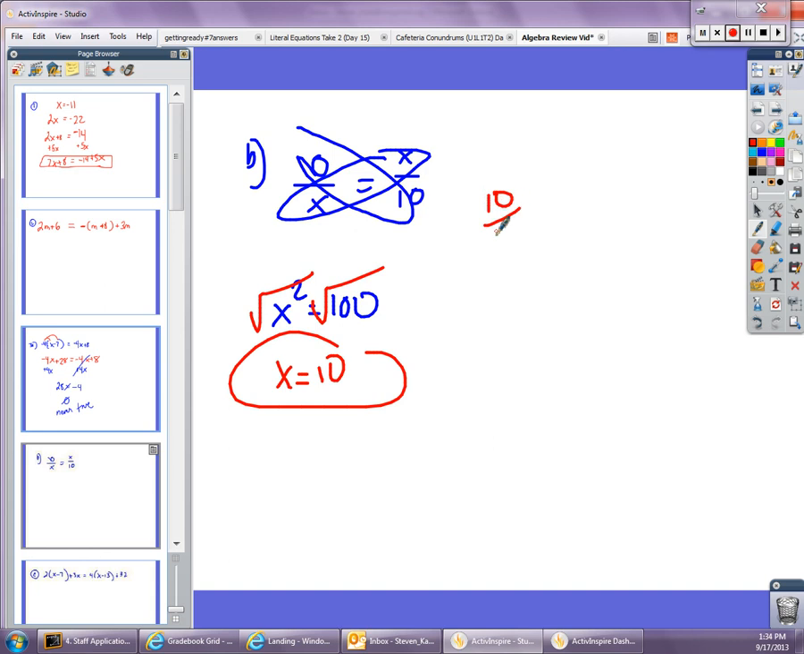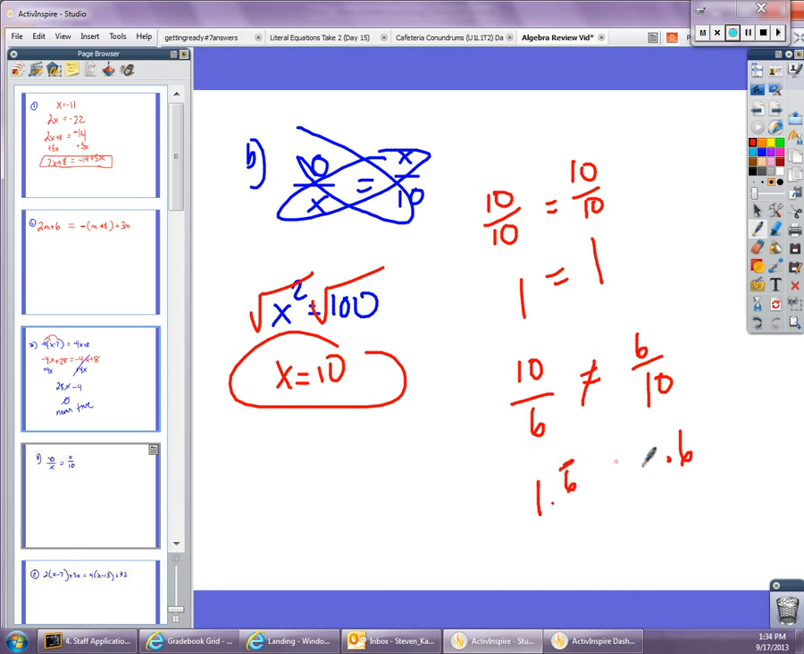So it's sometimes true when I put a 10 in, and I could show that by putting a 10 in for x, and 10 over 10 is 1, and 1 will obviously equal 1. But if I put another number in, like 6, 10 over 6 does not equal 6 over 10, because 6 divided by 10 is 0.6. 10 over 6 is going to be 1 and 4/6, which is 1.6666. So these obviously are not equal, therefore that's why it's sometimes true. X can only be 10.